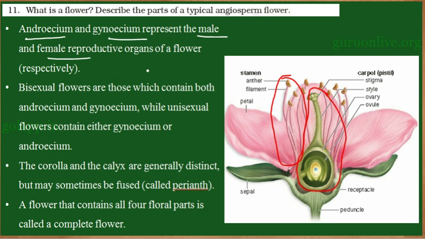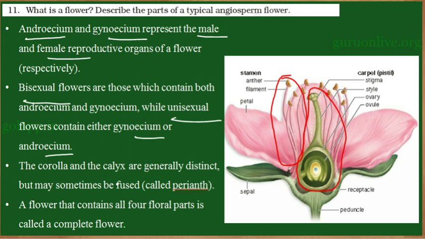Now if a flower has both androecium and gynoecium, it is called a bisexual flower. Bi means both androecium and gynoecium are present together. And if only one of these structures is present, either gynoecium or androecium, such flowers are called unisexual flowers.